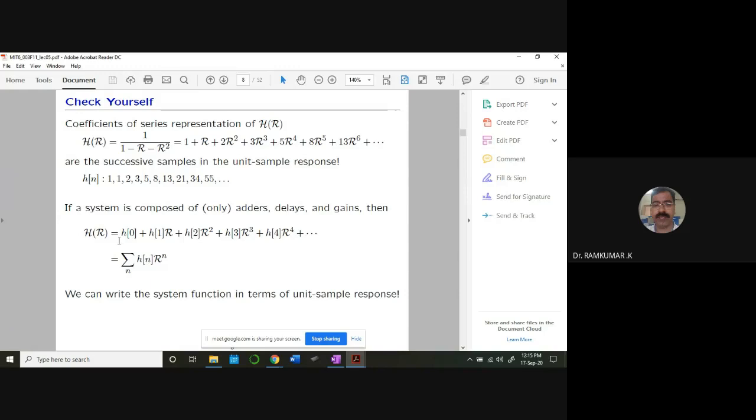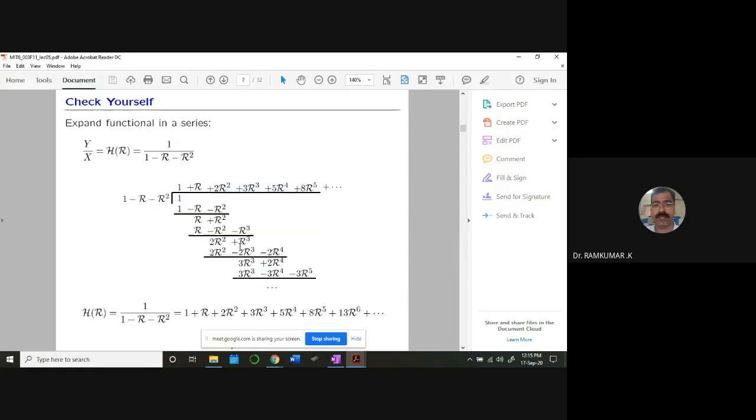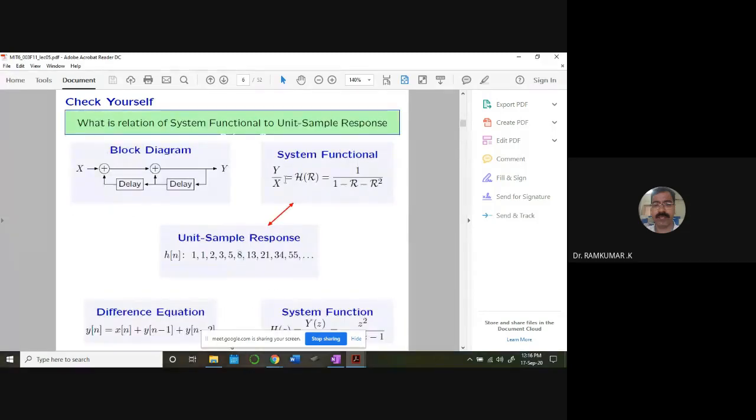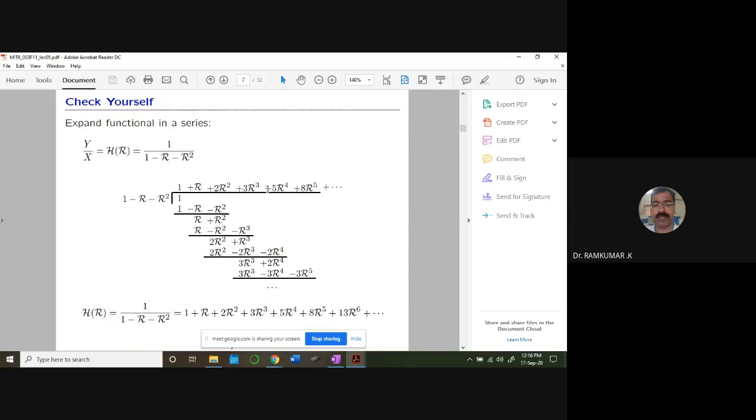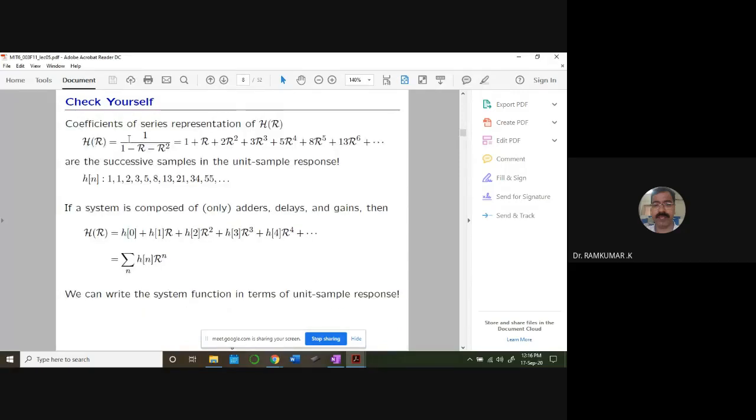Look at this, h of 0 indicates the first sample, this 1. h of 1 indicates the second sample, 1. So all these are the coefficients, and I can represent the coefficient like this. From where do we get this term y by x equal to h of r equal to 1 by 1 minus r square? When x is equal to a unit impulse, this is the impulse response. So h of r is nothing but the impulse response of a given system.